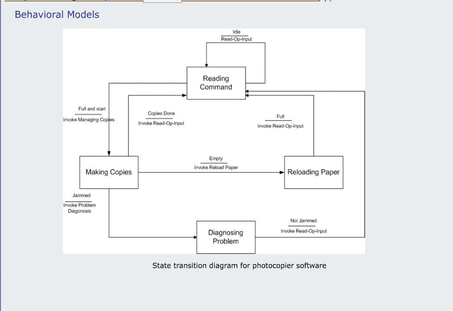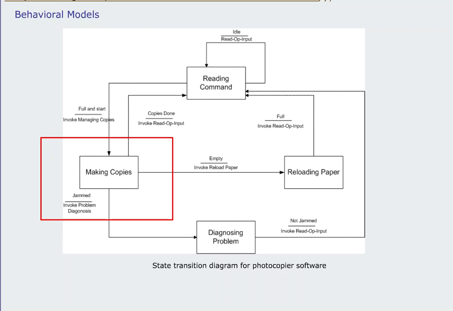Apart from user's input, there can be other events which can change the state of the software. For example, copies done, paper reload complete, paper jammed, etc. A simplified state transition diagram for the photocopier software described above is shown in the figure. When the photocopier machine is started, it is ready for reading user's input. If user inputs the command to copy, system goes into copying state if papers are available.